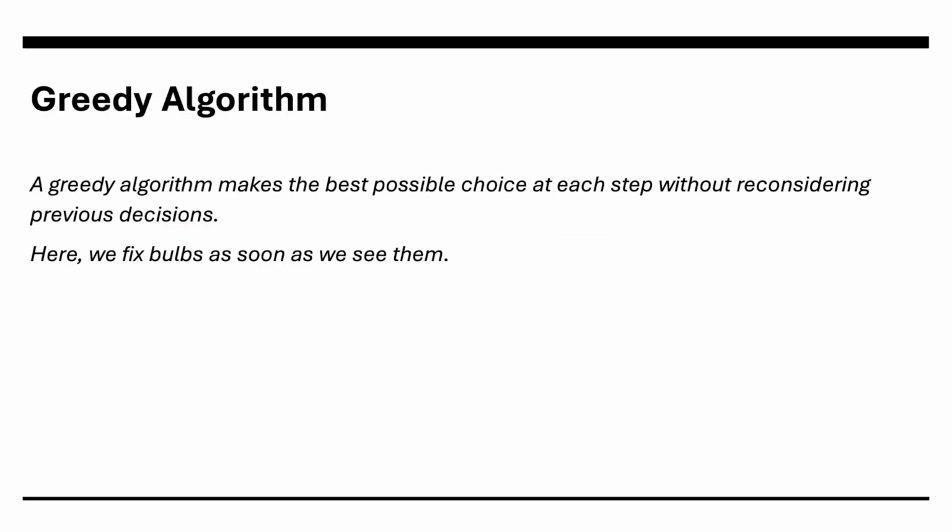For this problem, we use a famous technique called the greedy algorithm. A greedy algorithm means making the best possible choice at each step without reconsidering previous decisions. In this problem, we fix bulbs as we see them and move forward. We don't go back.